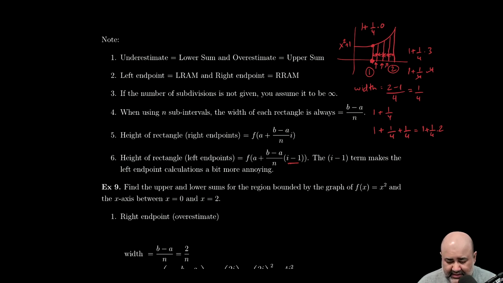And then you'll notice as you start doing some problems, the i minus 1 term actually makes the left endpoint calculations just a wee bit more annoying. If you're given a table, it's no problem one way or the other. It's equally easy or difficult, however you see it. If you're given a function, however, it's just marginally more annoying. Not by much, but just a little bit.